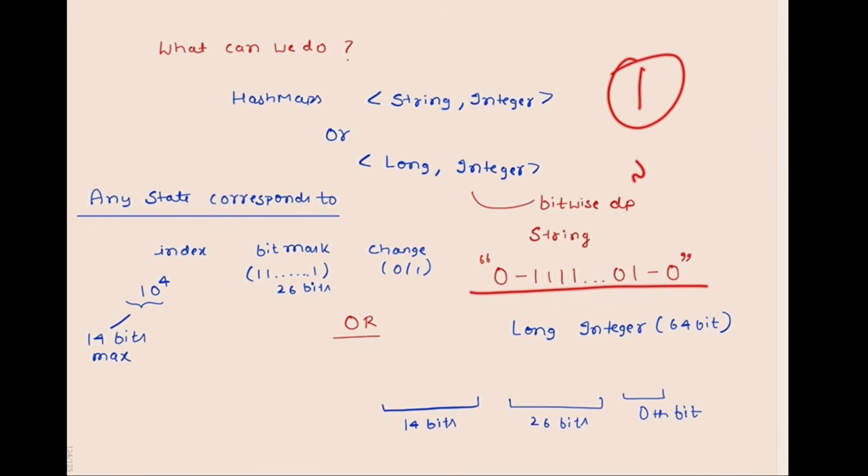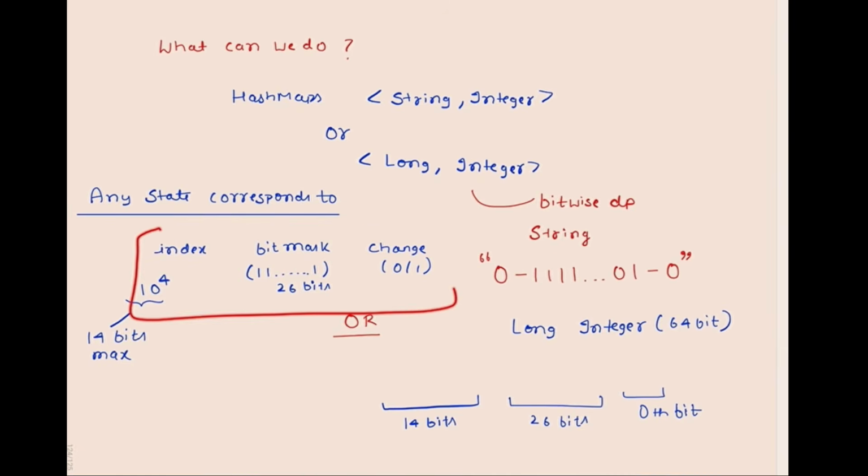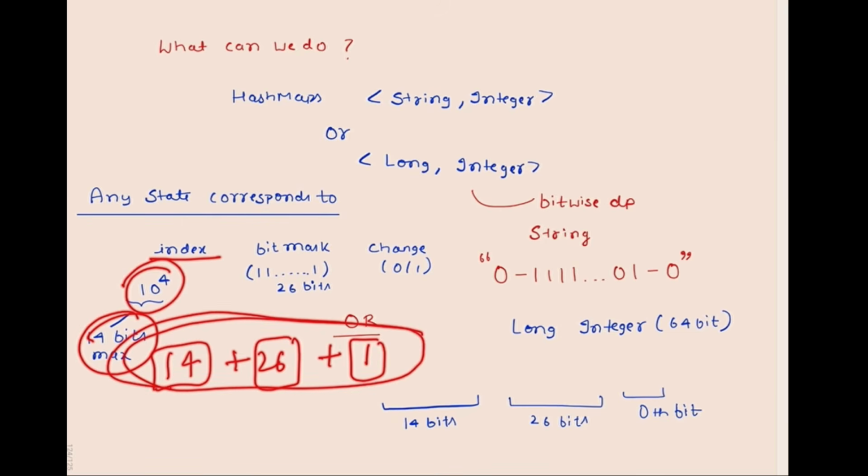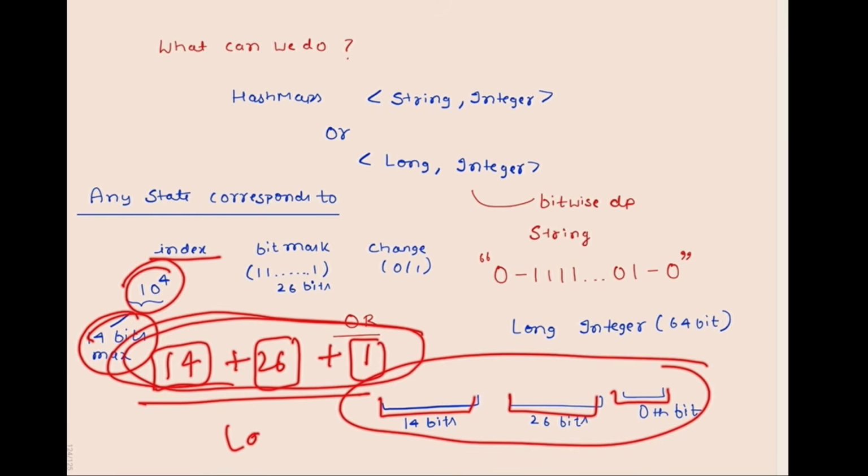That is one option. The other option is we can take a long variable, and here the bitwise DP comes into the picture. We have these three things that we want to store. We know that change is just 0 or 1, so it is going to take 1 bit. Bit mask is 26 bits, we know this already, and index is 10 to the power 4 at max, so it is 14 bits at max. So 14 bits is for index, 26 bits for bit mask, and 1 bit for change. If we store everything in a bitwise manner, we can have a long variable which will be able to store all possible states of a DP.